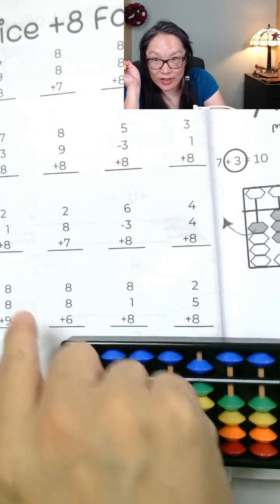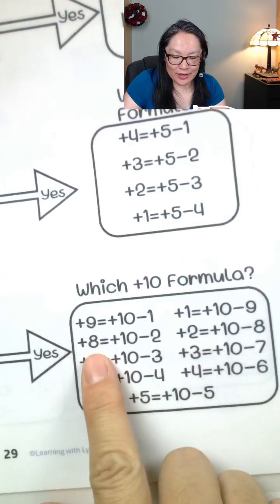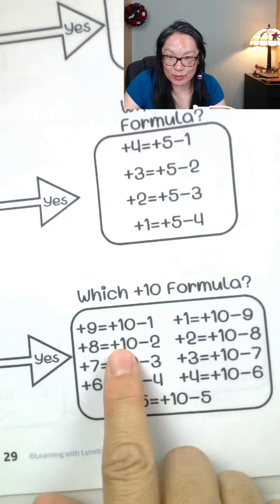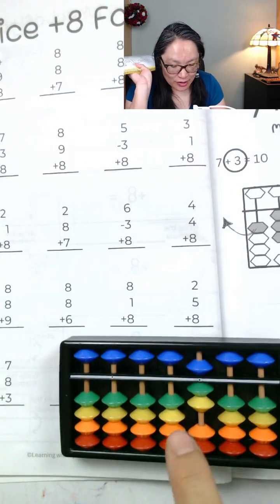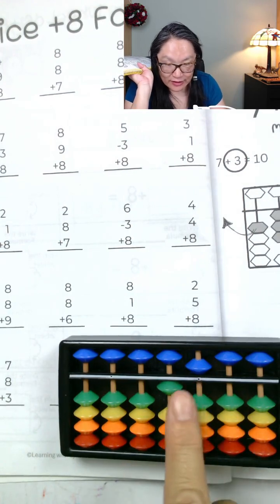So what I was trying to do here was focus in on the adding of the 8. So we have plus the 8 is equal to plus the 10 minus the 2. So we plus the 10, and we take away the 2. So my final answer is 15.